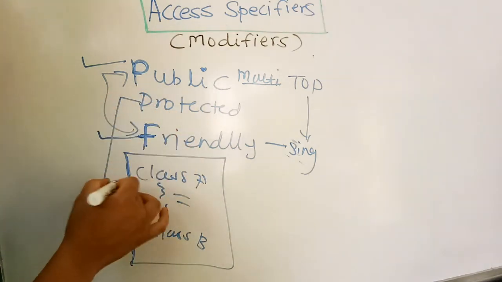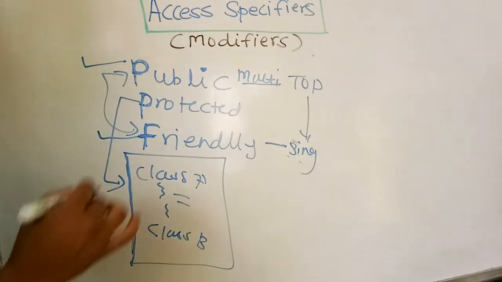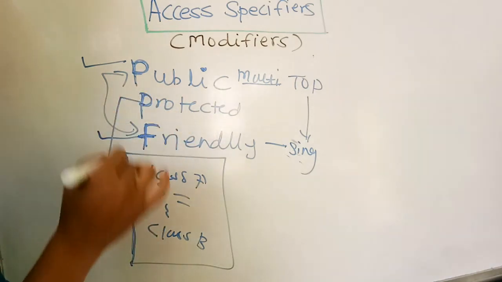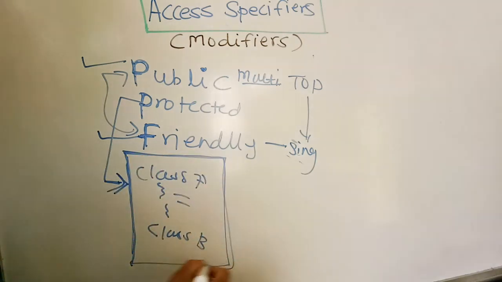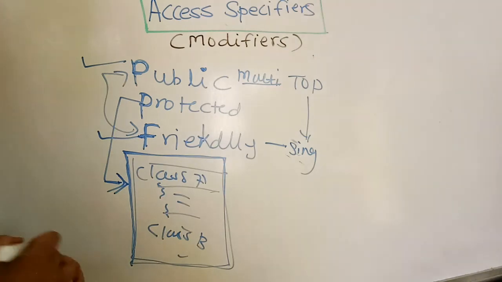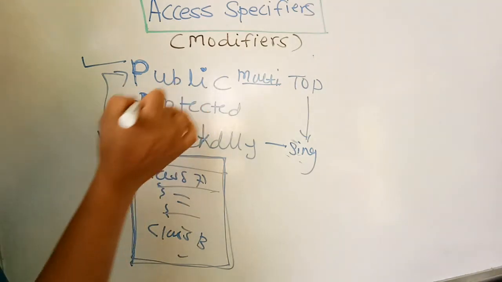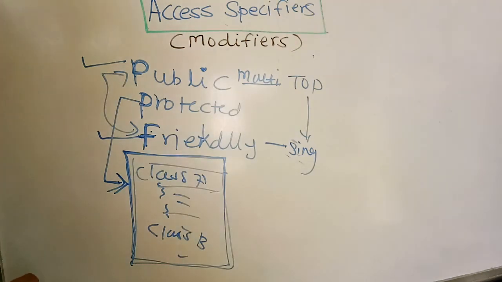And protected lies in between them. Protected is a type of specifier which can access the class and subclasses in the same package. It does not mean only subclass. So protected has a broader scope over the friendly.